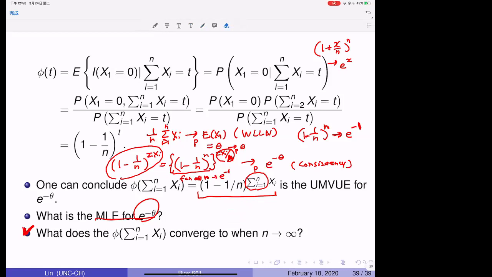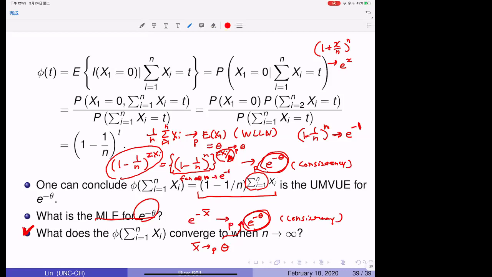Okay, we talk about this MLE right here, exponential minus x bar is my MLE. I might as well ask what it goes to in probability. I do know x bar goes to theta in probability, then what does this guy go to? Nothing but exponential minus theta. That means both converge to the target parameter theta we are looking for. This guy is also consistent as well.